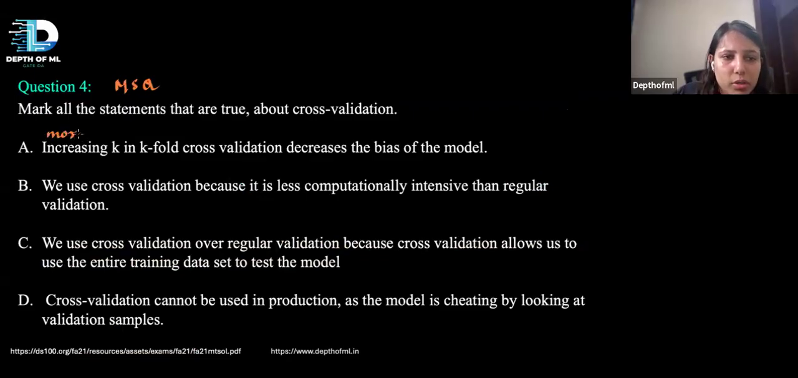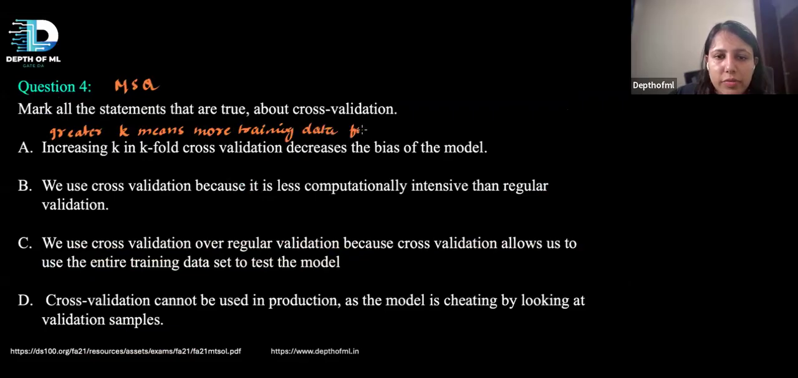So more K, or say greater K, means more training data for every CV iteration, right? And this we saw, that you will have more training data for every CV iteration. So if you have more training data, will your bias increase or decrease? It will increase or decrease.